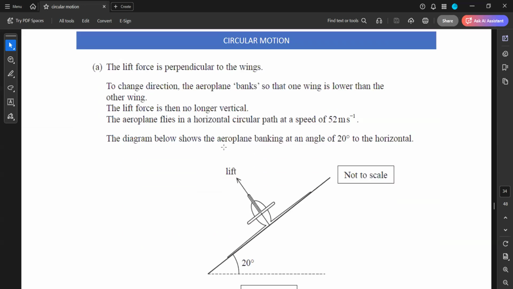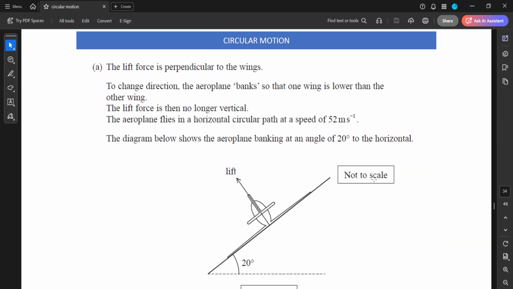The lift force is perpendicular to the wing, as you can see. To change direction, the airplane banks so that one wing is lower than the other wing. As we have just discussed, the lift force is then no longer vertical. It will have a component.